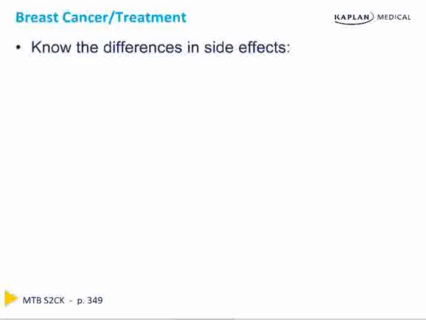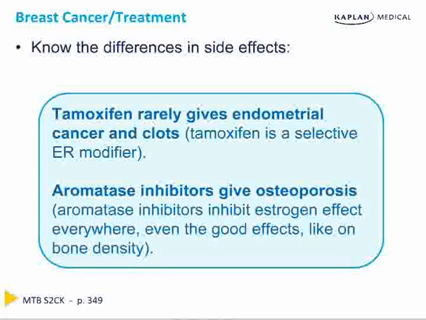It's important to keep in mind the key differences in the side effects of these oral hormonal therapies, so let's review them here. It's important to remember that tamoxifen increases the risk of both endometrial cancer and blood clots. That's because tamoxifen acts as an agonist in the endometrium and an antagonist in breast tissue. Raloxifene increases the risk of blood clots, but it has much less risk of endometrial cancer because it acts as an antagonist in the endometrium.